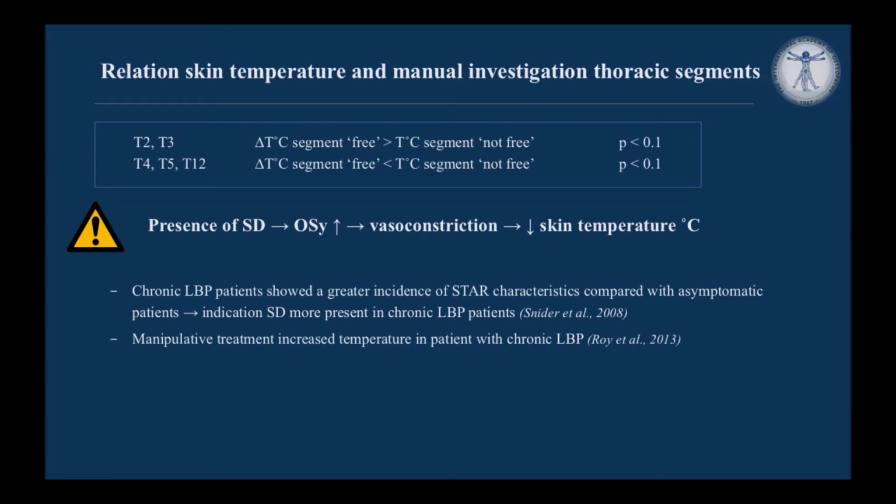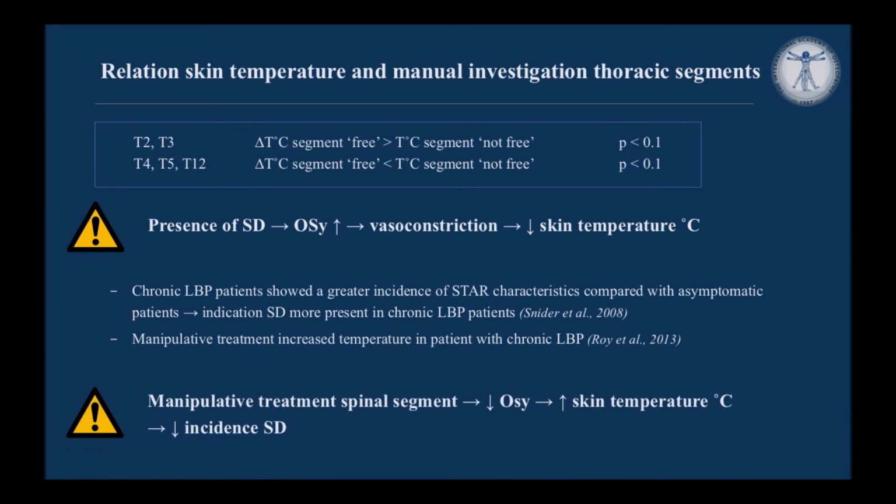Furthermore, in the study of Roy et al., it was shown that manipulative treatment increased skin temperature in patients with chronic low back pain. Combining these two studies, this would indicate that manipulative treatment of a spinal segment decreases the sympathetic nerve activity, through which skin temperature is increased. This would indicate that manipulative treatment reduces the incidence of somatic dysfunction.